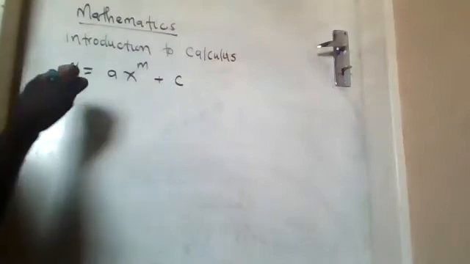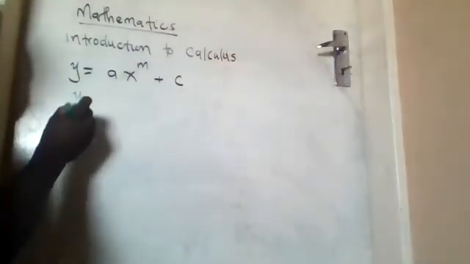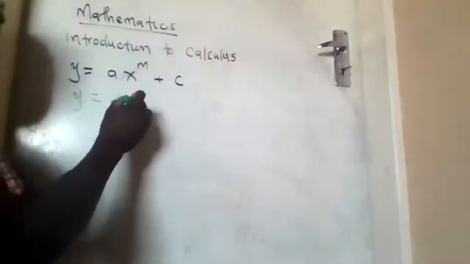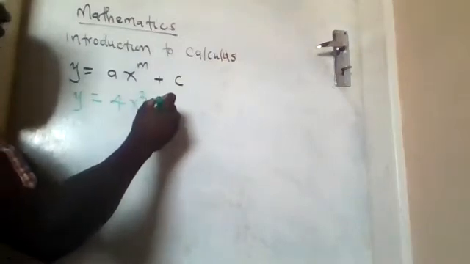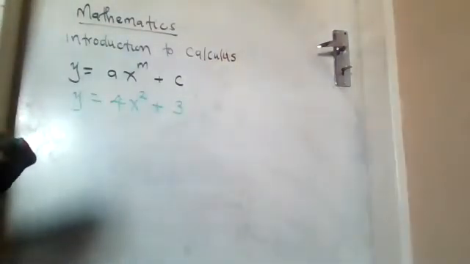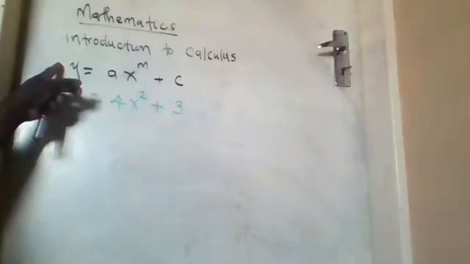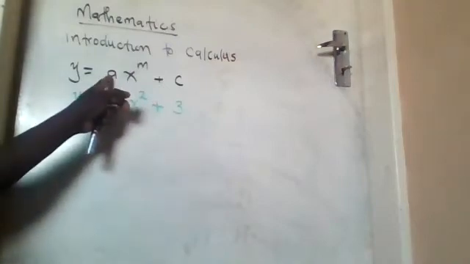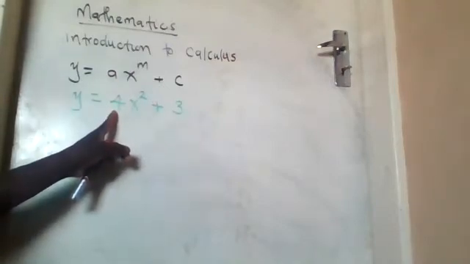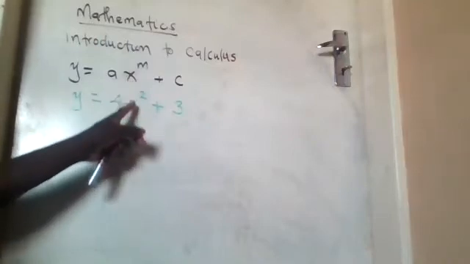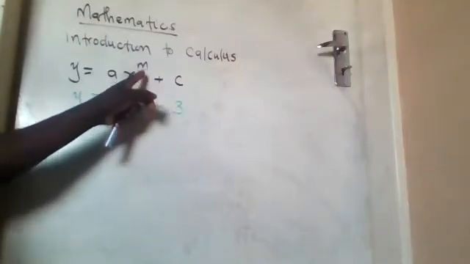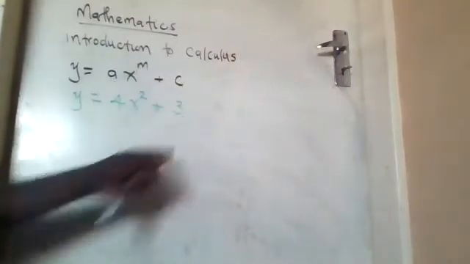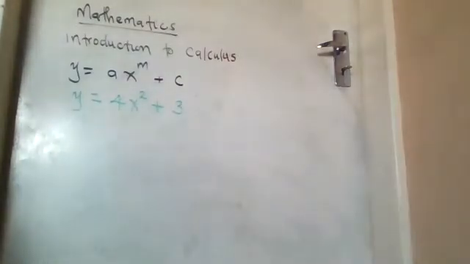If you don't want to write it in that way, allow me to write an original equation, which will be y is equal to 4x raised to power 2 and then plus 3. This was a general function. This is an example where a is representing a number which is 4, and then x is a variable. m is representing a 2, and then plus c is just a number without an x variable.